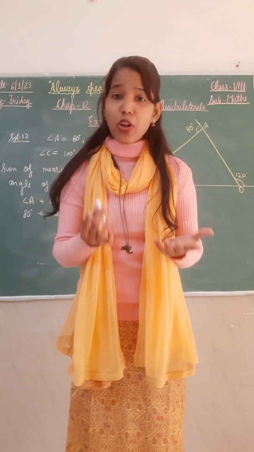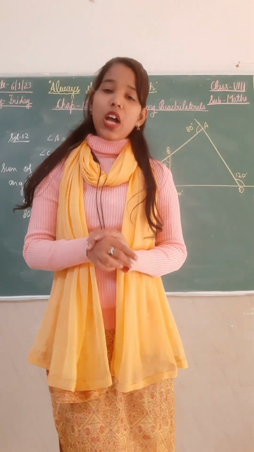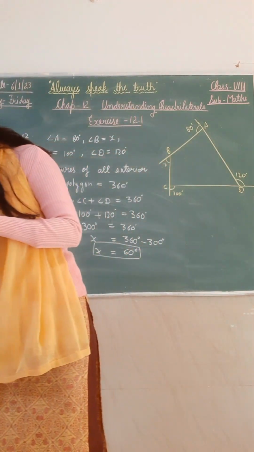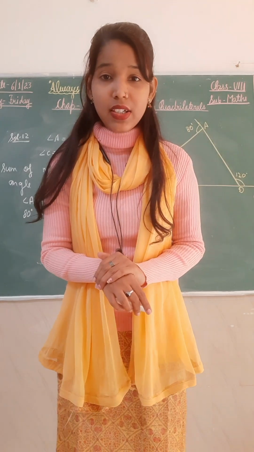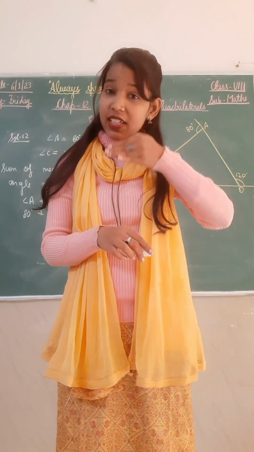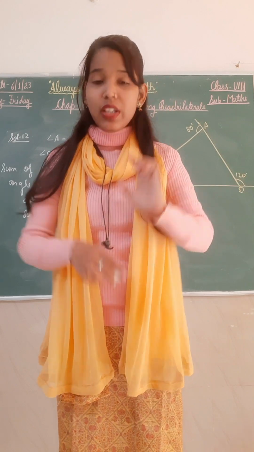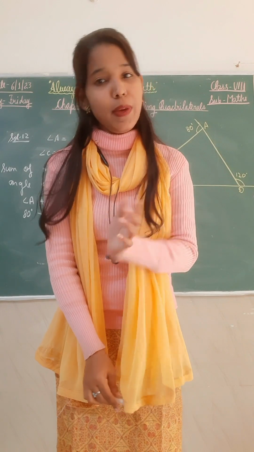So which polygon has each angle of 72 degrees? We know that the total sum of exterior angles, how much is it, class? 360. And if each angle is 72, so we will divide 360 by 72, then we will find out the number of sides of the polygon.